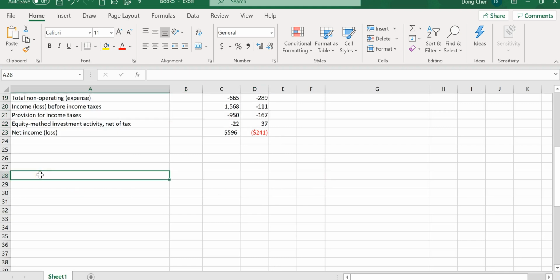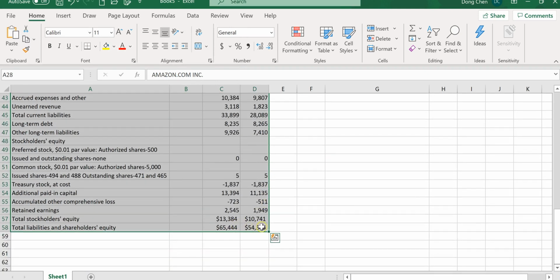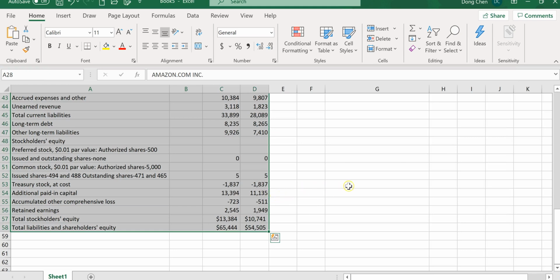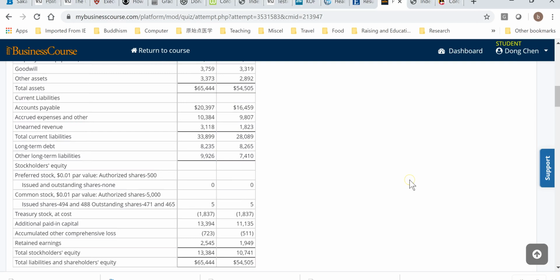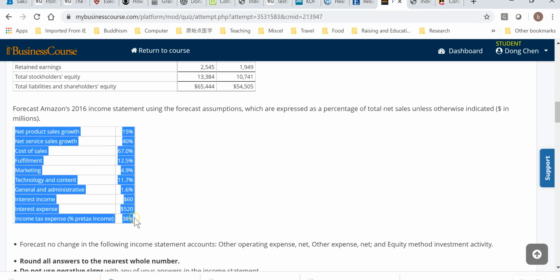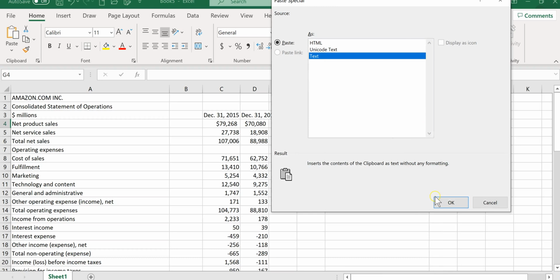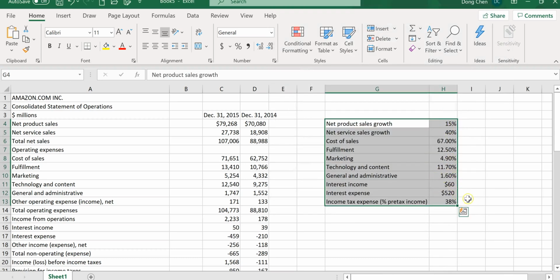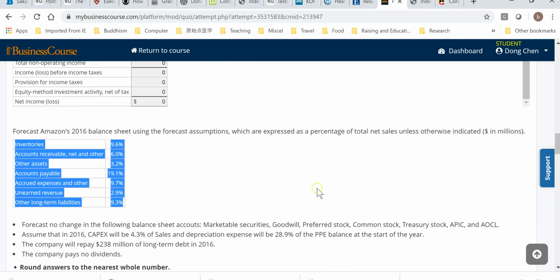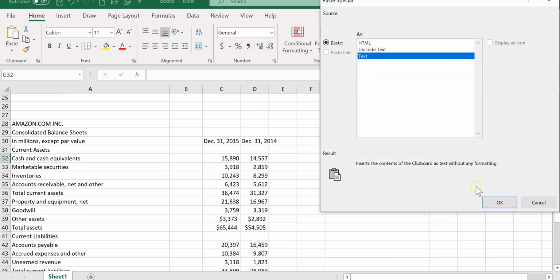And also use the paste special and text. And also double check to see whether the negative numbers are what I want, basically. And it does seem to be the case. And then I also want to copy this table here, because this table says what's the fraction of many items on the income statement to sales. So I want to paste special and text. And so later on, I can just directly use this information in Excel. And then I want to do the same for the balance sheet, this table as well. So paste special and text.